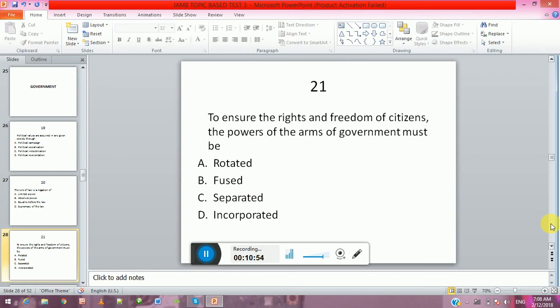To ensure the rights and freedom of citizens, the power of the arms of government must be A. Rotated, B. Fused, C. Separated, D. Incorporated.